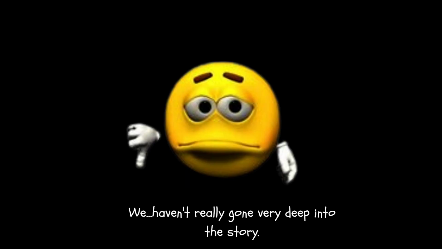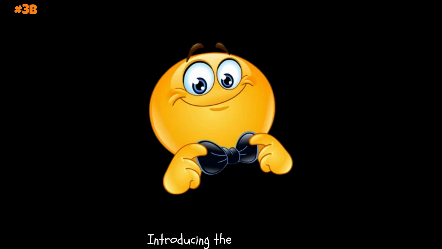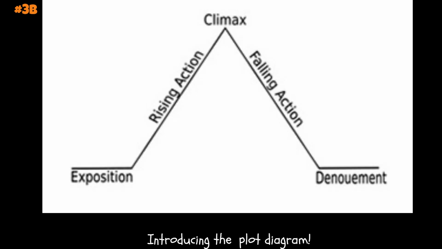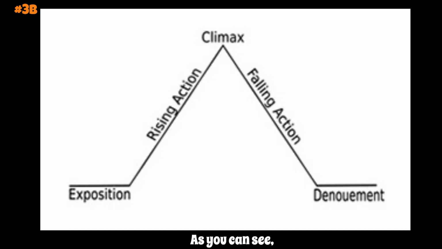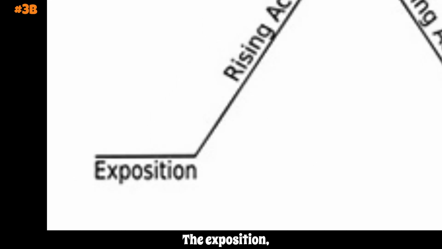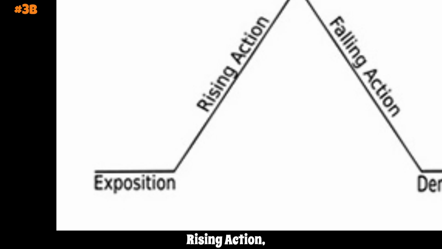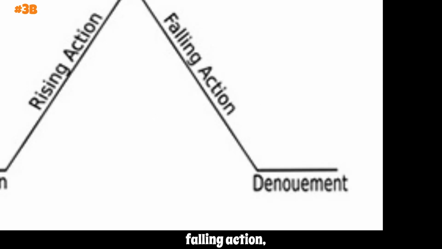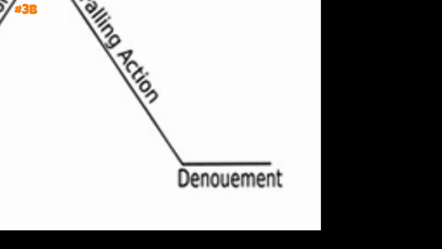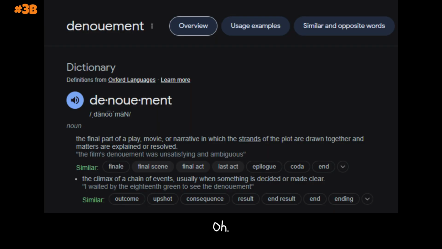So far, we haven't really gone very deep in the story. Let's fix that, shall we? Introducing the plot diagram. As you can see, the diagram is in 5 parts. The exposition, rising action, climax, falling action, and the denouement? Wait, let me Google this real quick. Oh.